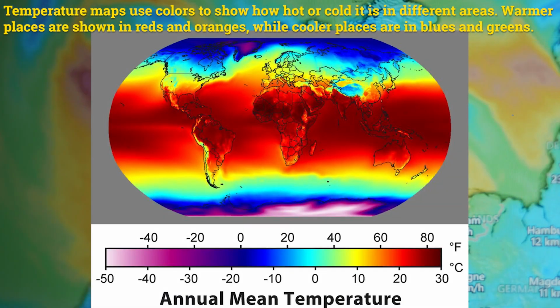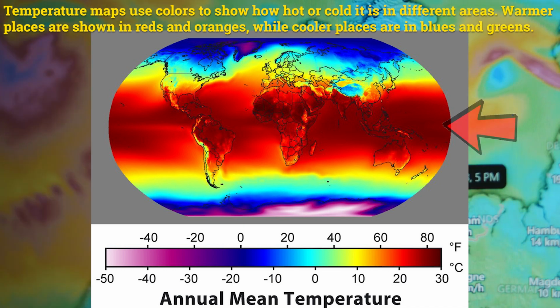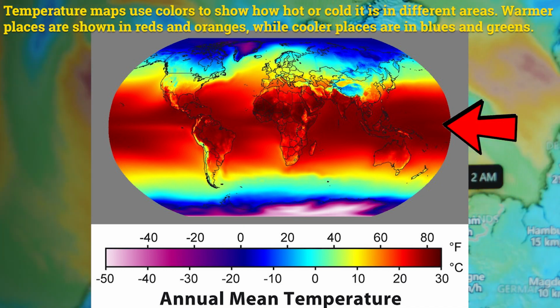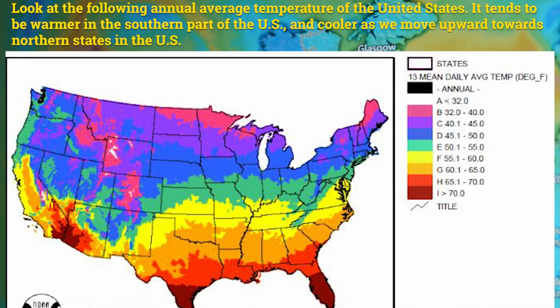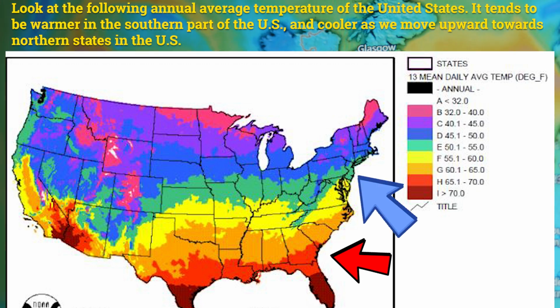Temperature maps use colors to show how hot or cold it is in different areas. Warmer places are shown in reds and oranges, while cooler places are in blues and greens. Look at the following annual average temperature of the United States. It tends to be warmer in the southern part of the U.S. and cooler as we move upward towards northern states in the U.S.